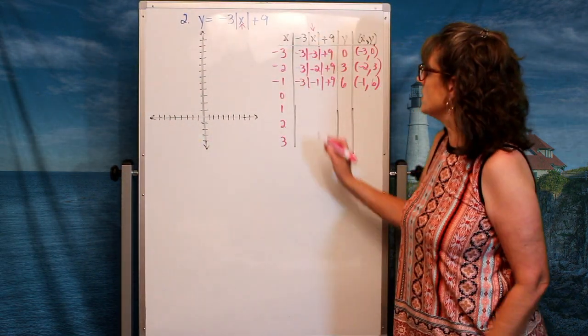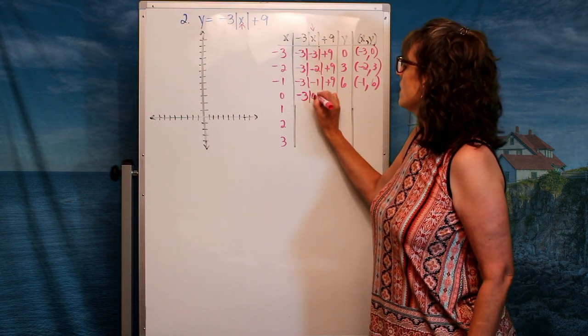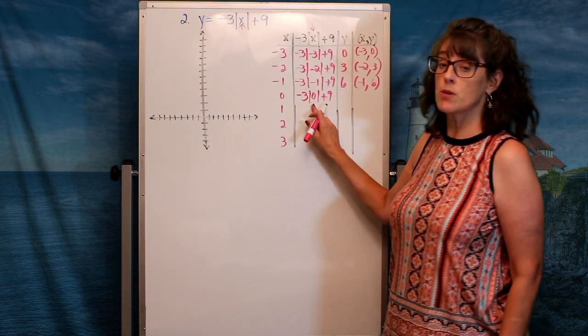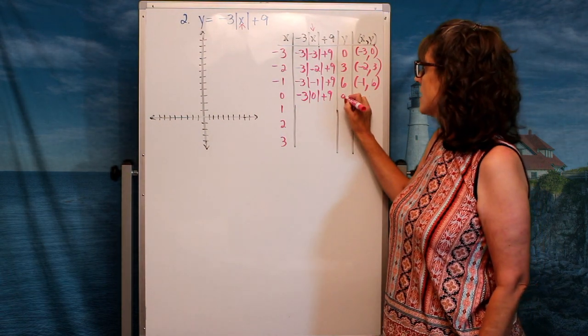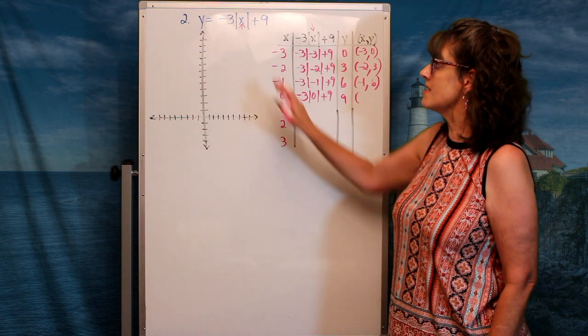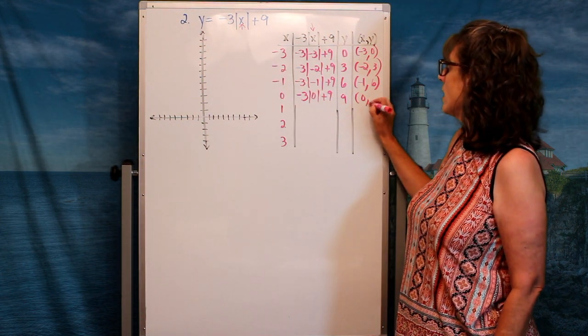So let's continue it on down and put that 0 in there. And so absolute value of 0 is 0. 0 times anything is 0. And that 0 plus 9 is 9. So this relationship says this time when x is 0, y is 9.